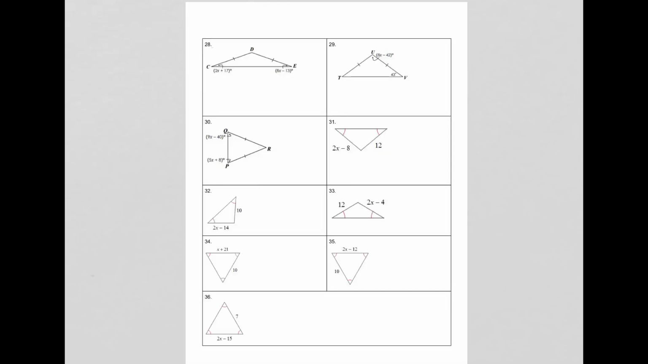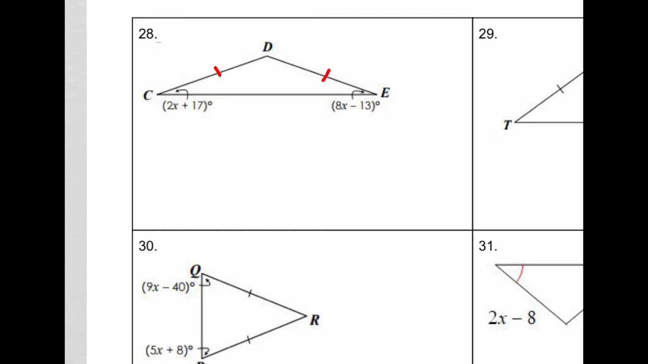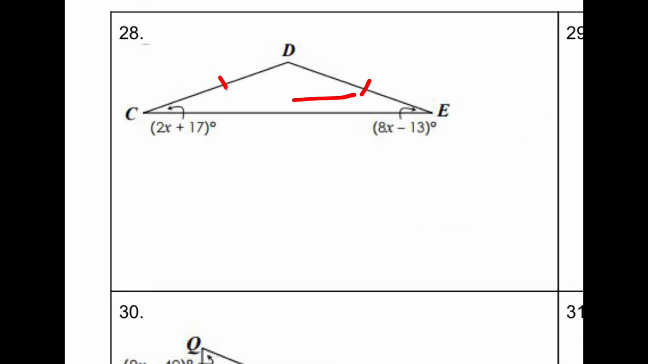This last section, 28 through 36, this is dealing with isosceles and equilateral triangles. So the first thing you should always do is look at your tick marks. There's 2 here, it means it's an isosceles triangle. I draw arrows across to the angles so that way I know which ones are equal. That tells me that 2x plus 17 is equal to 8x minus 13.